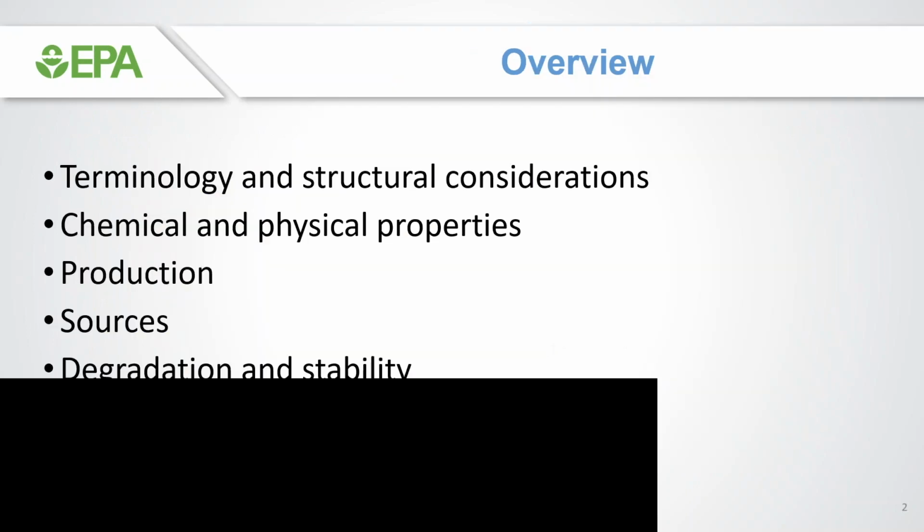So a quick overview: I'm going to cover some terminology and considerations for the structure of the chemicals, talk a little bit about physical chemical properties. I'll mention some of the production information, I won't get into a lot of detail, talk about potential sources, and a little bit about degradation and stability, and then ultimately just touch on some environmental fate and conceptual site models.